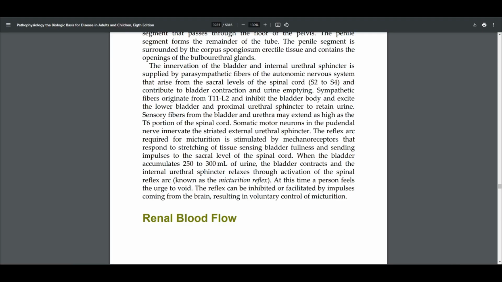When the bladder accumulates 250 to 300 milliliters of urine, the bladder contracts and the internal urethral sphincter relaxes through activation of the spinal reflex arc, known as the micturition reflex. At this time, the person feels the urge to void. The reflex can be inhibited or facilitated by impulses coming from the brain, resulting in voluntary control of micturition.